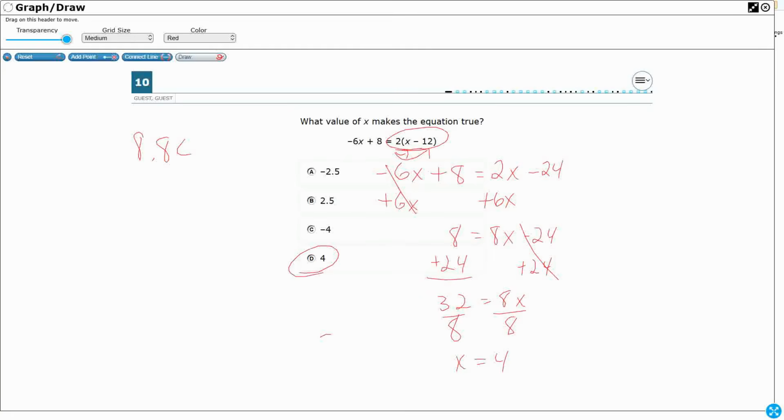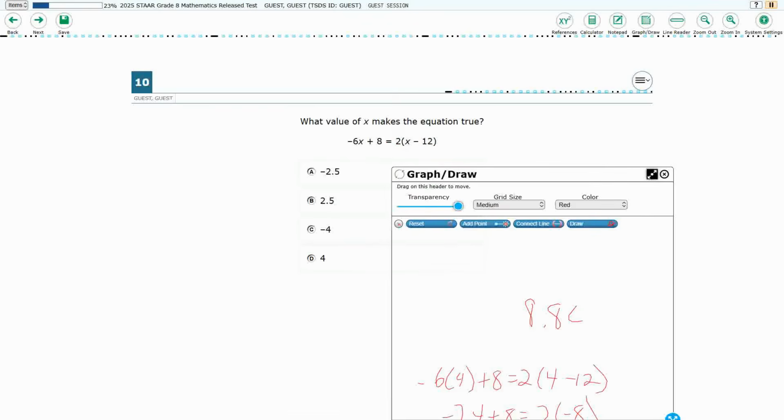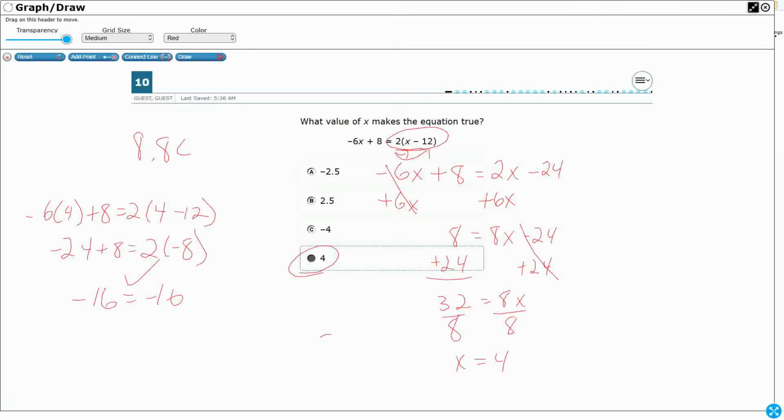So we have our answer. Let's verify. Let's go ahead and plug this back in. So negative 6 times 4 plus 8 equals 2 times the quantity 4 minus 12. So that's negative 24 plus 8, and this is 2 times negative 8. So this is negative 16 equals negative 16. So that does check out. So we're good here. Our answer is 4.